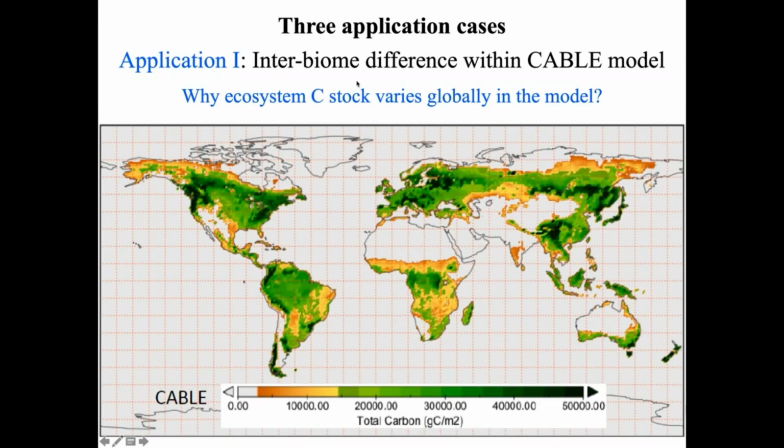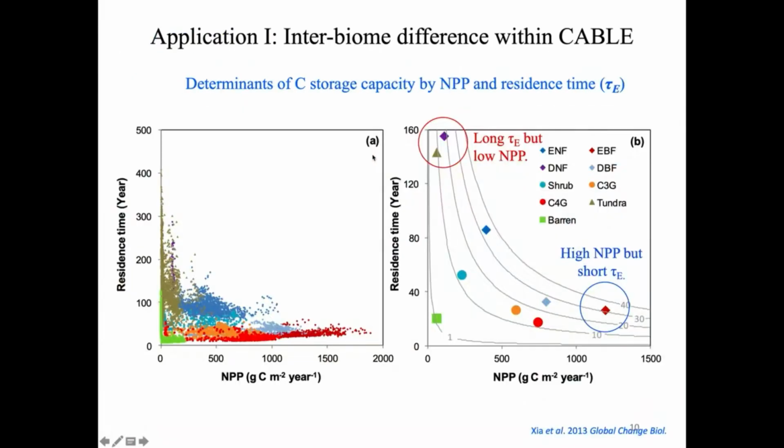The first case is how the ecosystem carbon storage capacity varies spatially on the global scale in the CABLE model. We specifically focus on the difference between biomes. This slide shows how different ecosystem carbon storage capacity is jointly determined by NPP and carbon residence time.